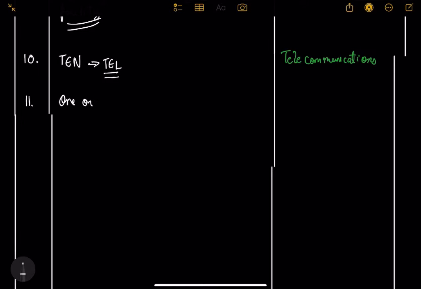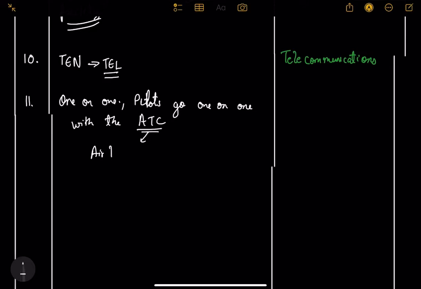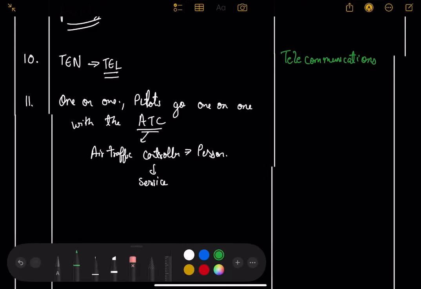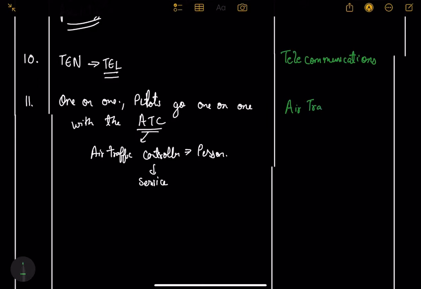Now moving on to Annexure 11. 11 is one-on-one. Pilots go one-on-one with ATC. Now what is ATC? ATC refers to air traffic controller. ATC is the one which pilots go one-on-one with. Air traffic controller is the person. It provides a service. What kind of service does ATC provide? ATC provides ATS service. The full form of ATS is air traffic service.